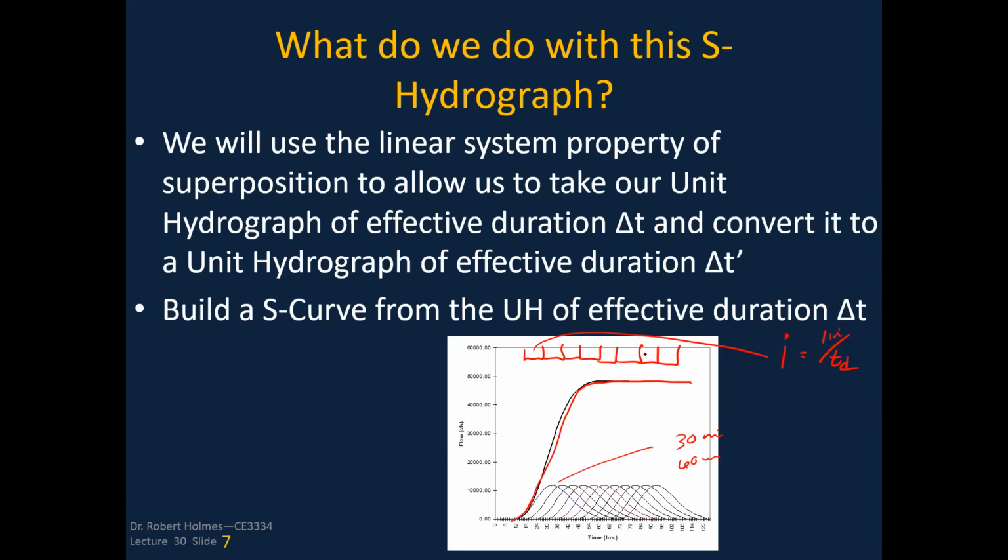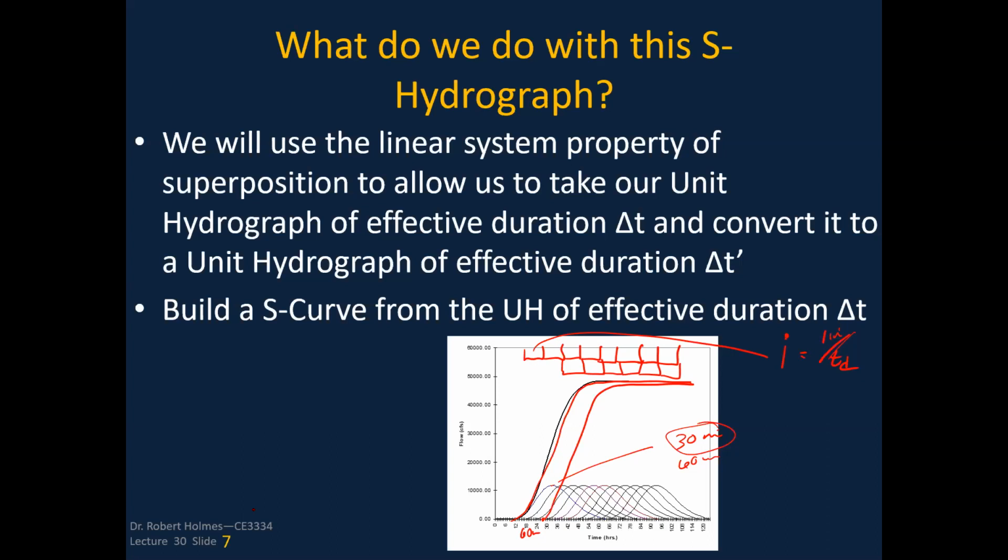And so this is rain falling at a rate of 1 inch per T sub D, or this would be 2 inches per hour if this is a 30-minute unit hydrograph. Now, what I'm going to end up doing, if I want to go to 60 minutes, is lag and put in another S hydrograph. So here I've got the same S hydrograph, but I'm going to lag it by 60 minutes.